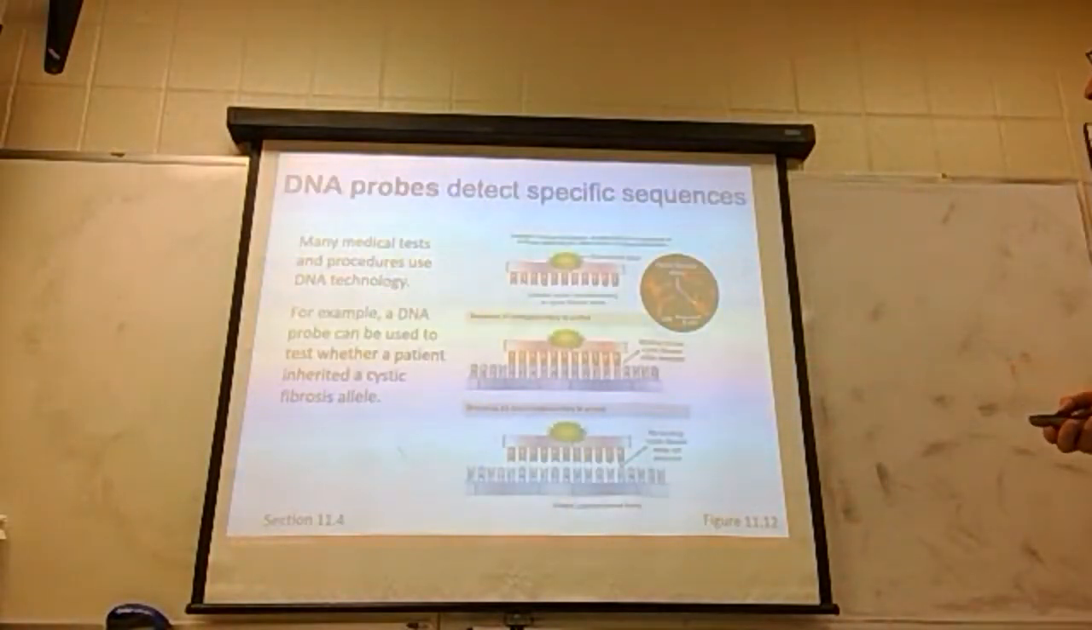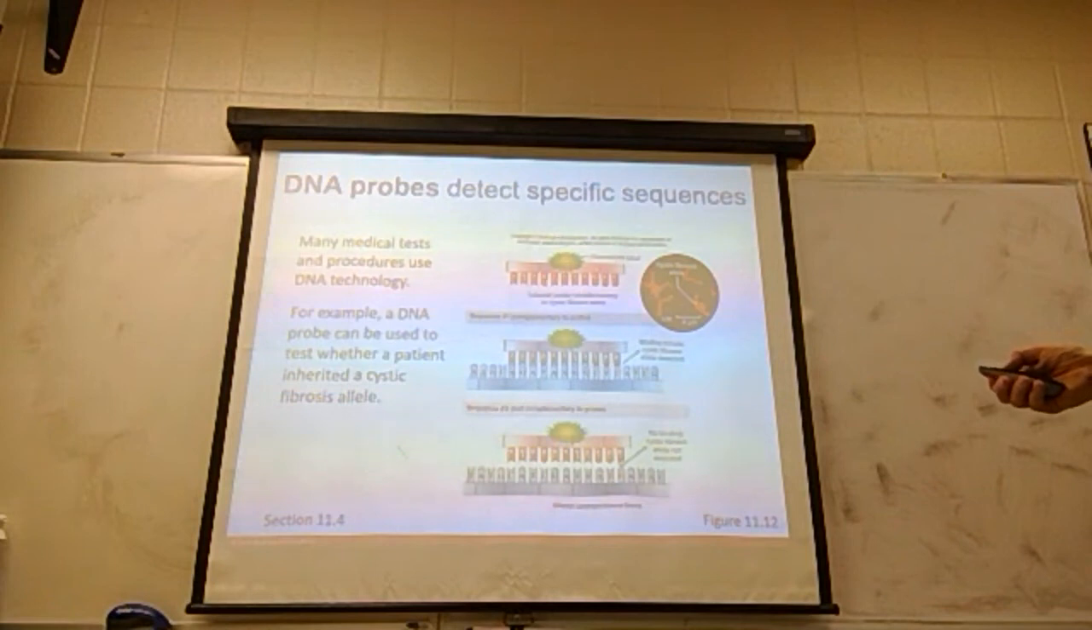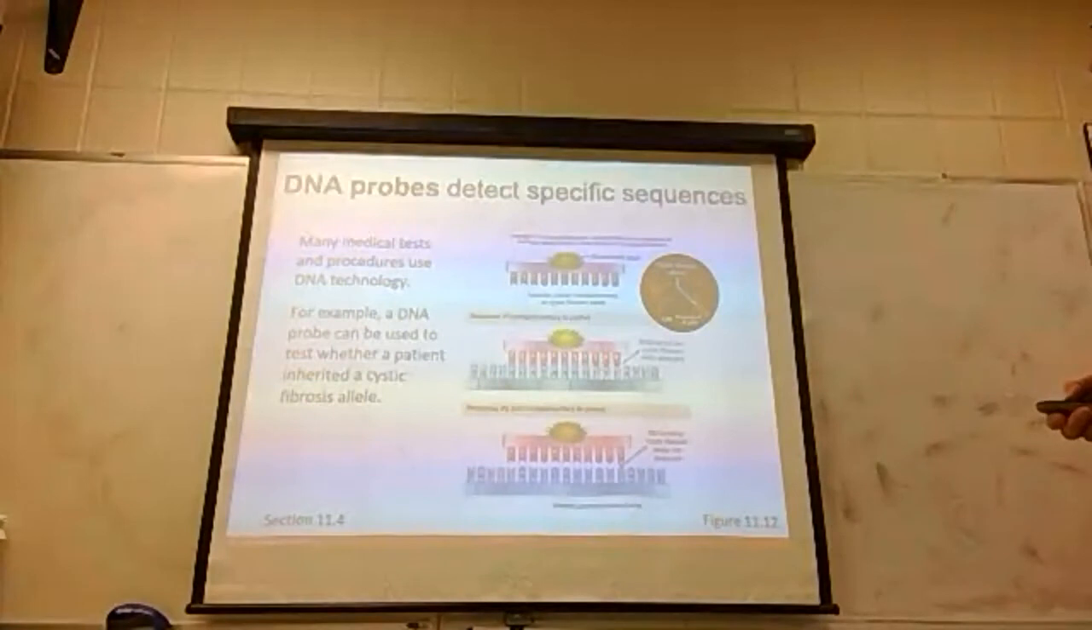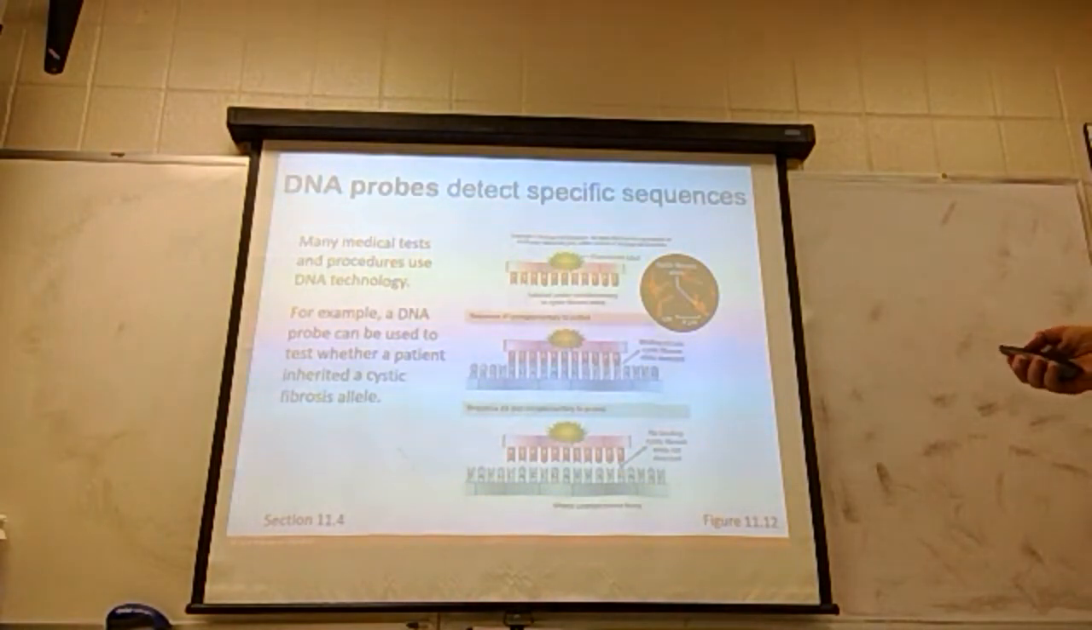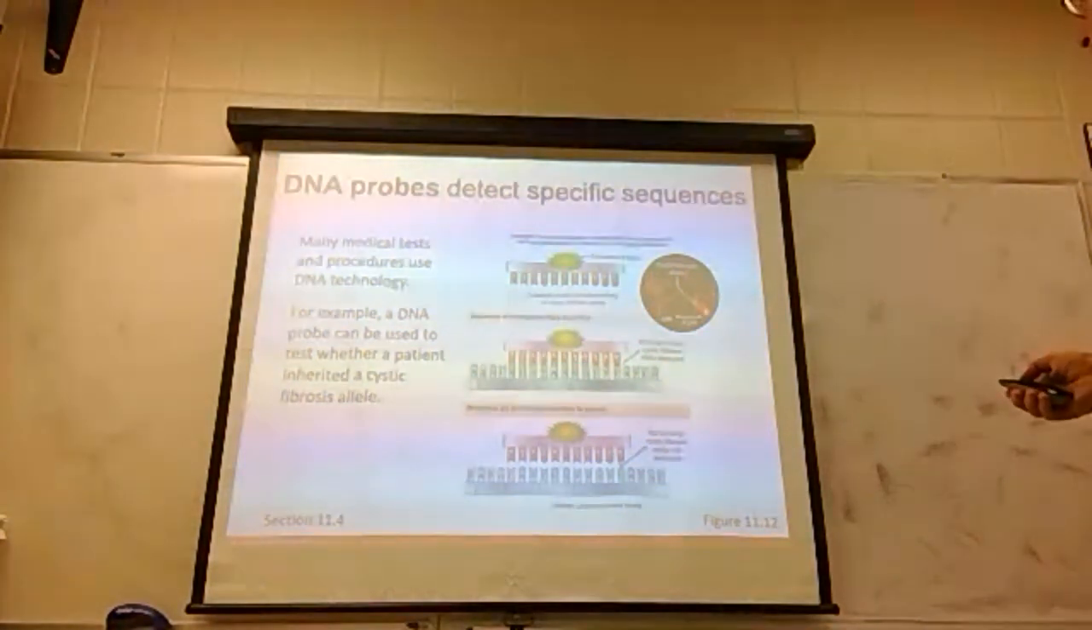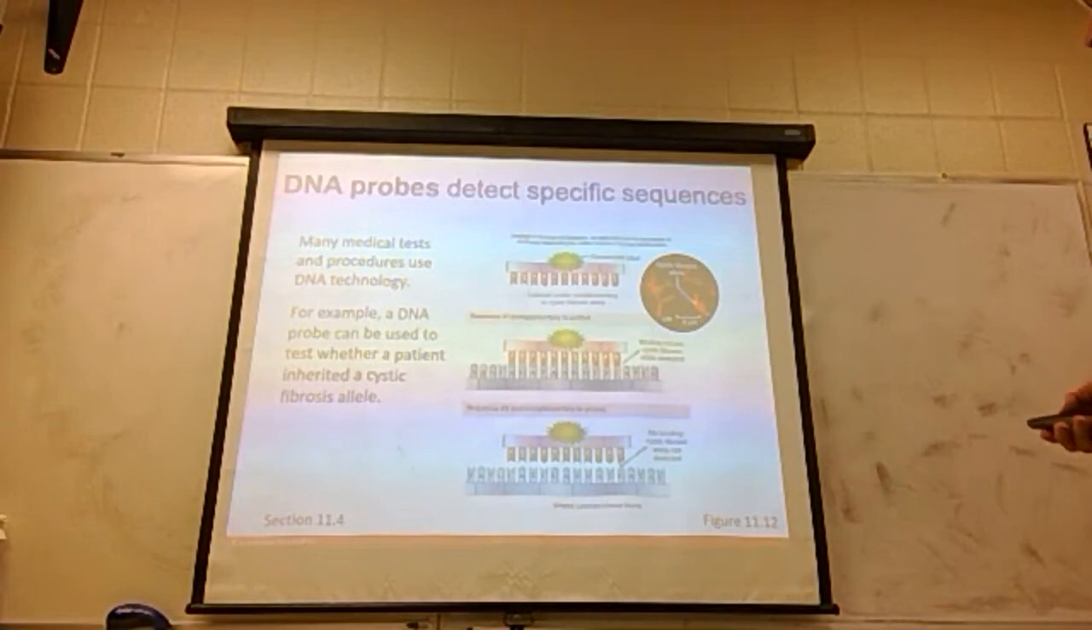DNA probes are used to detect particular sequences. We have a fluorescent label right here that recognizes a particular sequence of DNA. We put it right here, we mark it. A DNA probe can be used to test whether a patient inherited a cystic fibrosis allele. We have a probe, we look for that sequence, and the probe binds at that sequence, and then it lights up right here, showing that whoever this person is, they have the cystic fibrosis gene.